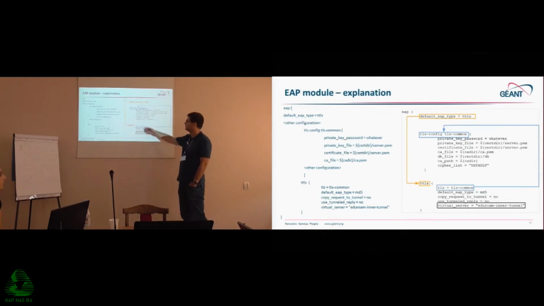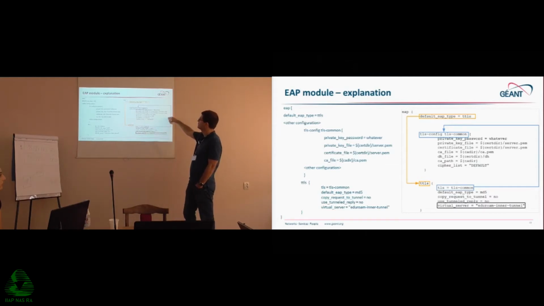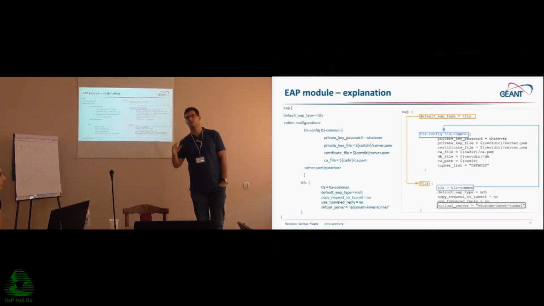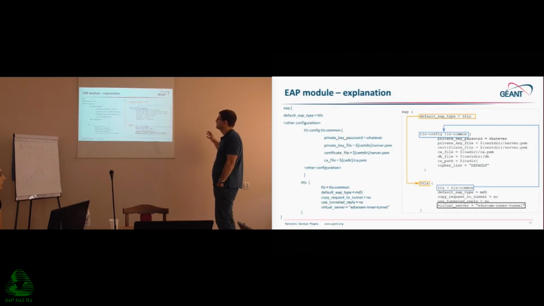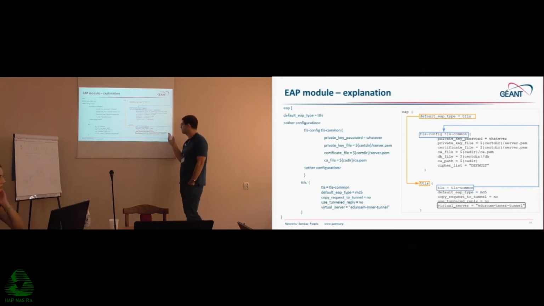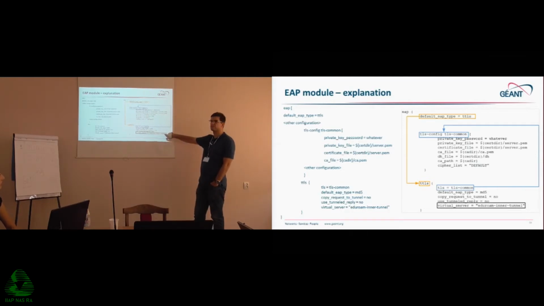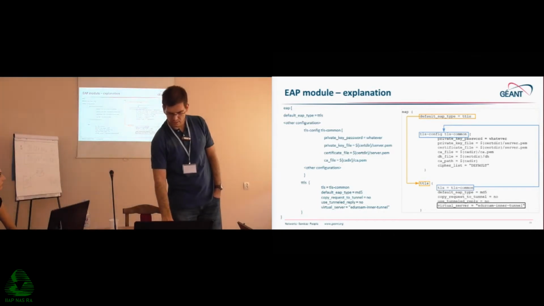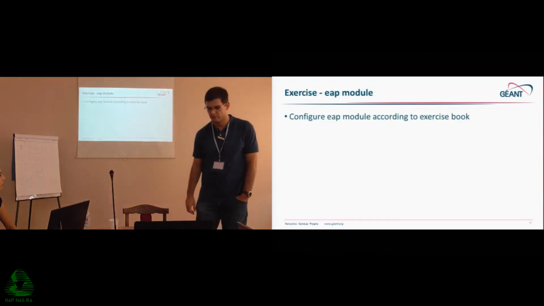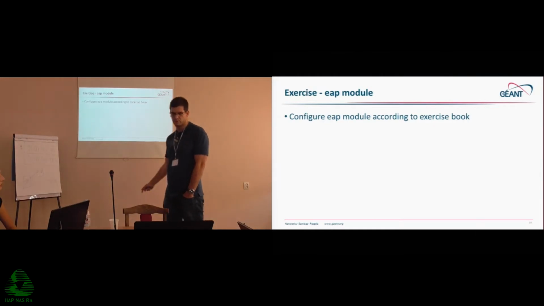And then scrolling through the EAP module, I cut off some parts of the configuration because they are not that important. You see the TTLS section, which references the TLS common section previously defined, which means that TTLS will use the server certificate and the server key file when establishing an EAP TTLS session. And one thing has to be changed: you need to specify the virtual server for inner authentication. I put here the eduroam inner tunnel virtual server, which can be configured according to the exercise book. But first, please take your time to configure the EAP module.